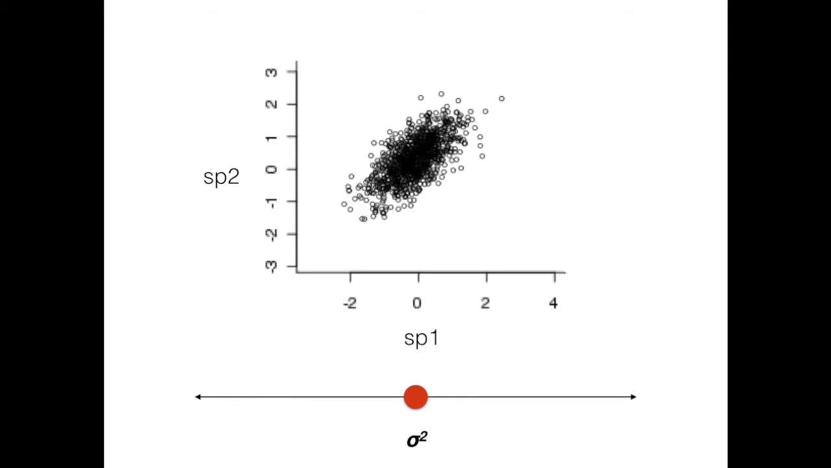We can think about that in terms of a plot for species 1 and species 2, which again covary because of their shared branch length. And if we increase or decrease our sigma squared parameter, we basically rescale that evolutionary change, changing the covariances and variances of the species. Okay, so how does this work in practice?